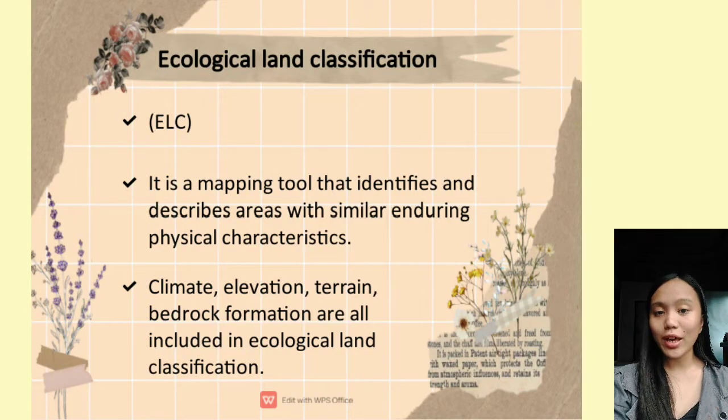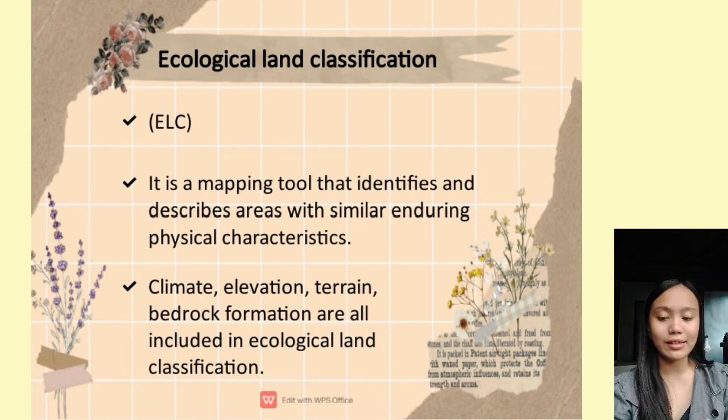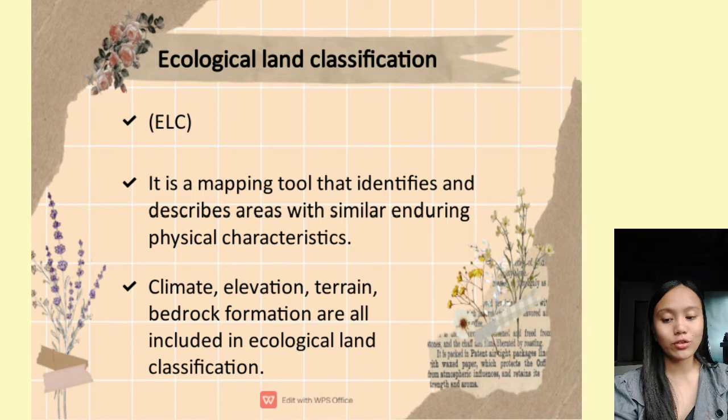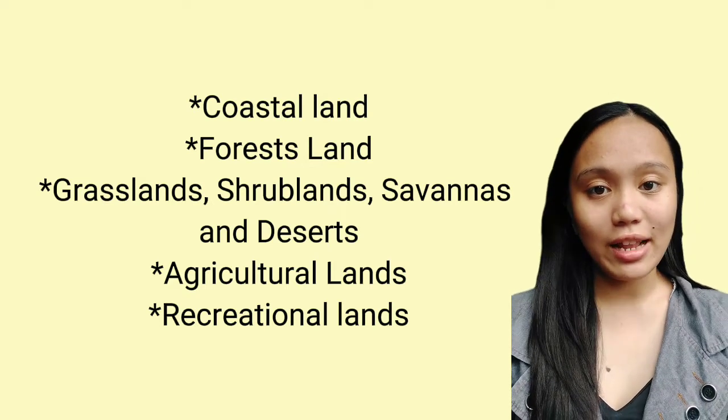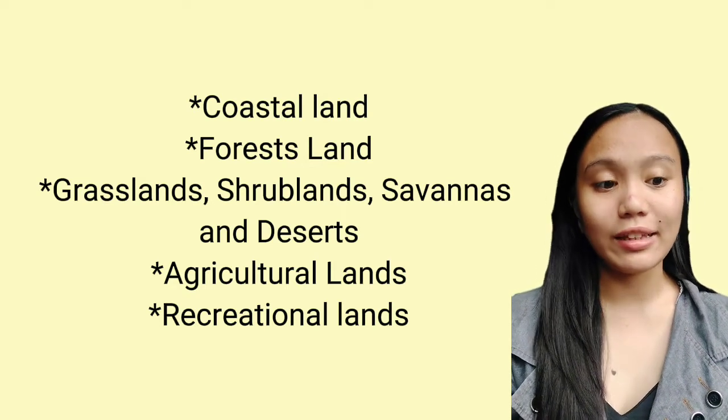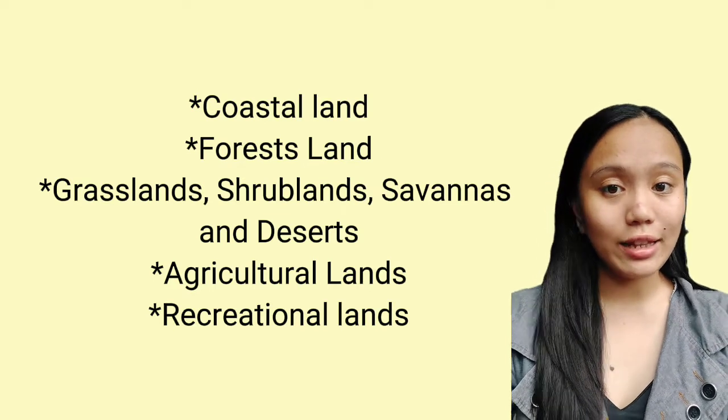Let's then identify what ELC, or Ecological Land Classification, is. Ecological Land Classification, or ELC, is a mapping tool for locating and describing places with comparable long-term physical characteristics. Climate, height, geography, and bedrock formation are all factors in classifications of ecological land. Land classification relative to resource management includes coastal land, forest lands, grassland, shrublands, savannas and deserts, agricultural lands, and recreational land.